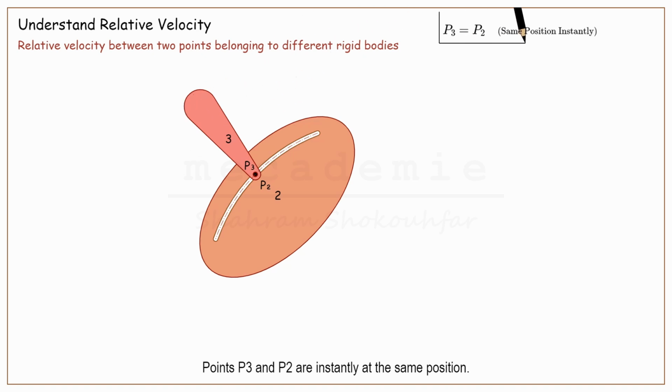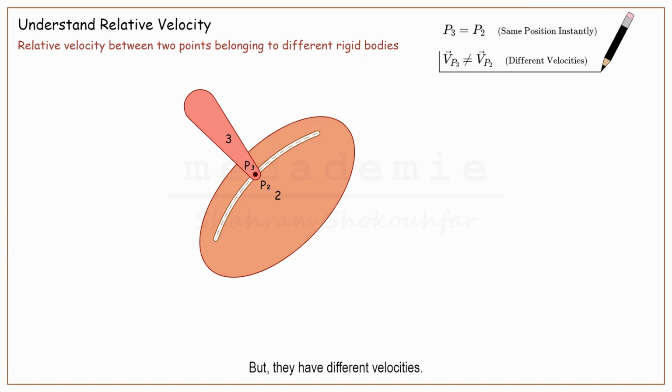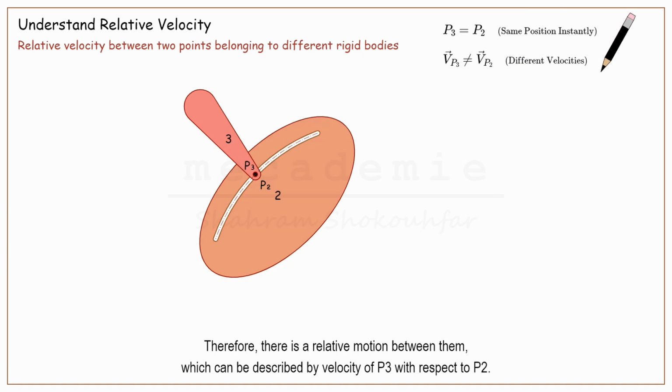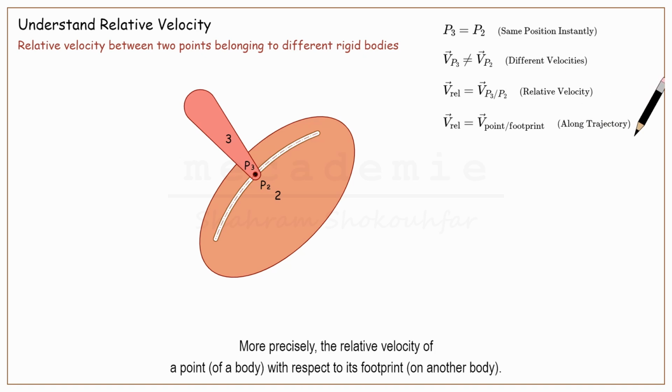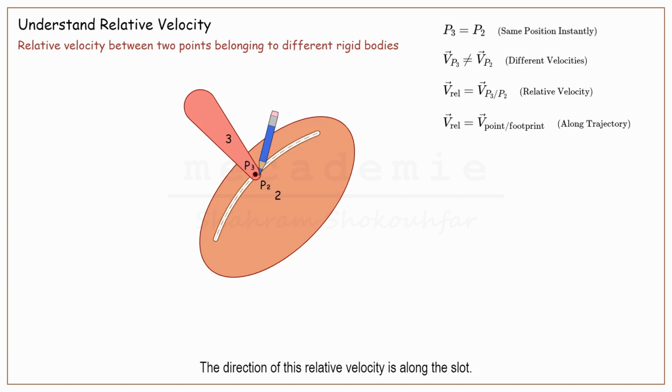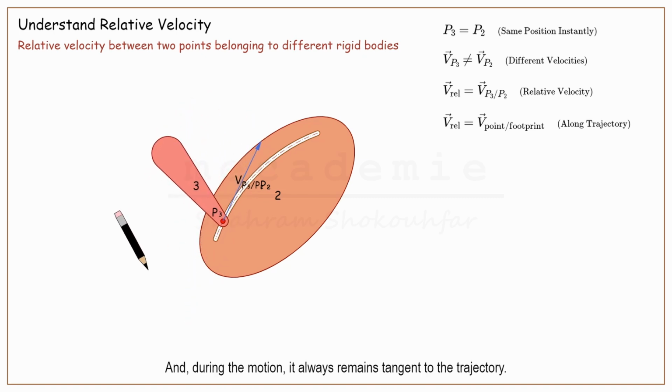Points P3 and P2 are instantly at the same position, but they have different velocities. Therefore, there's a relative motion between them, which can be described by velocity of P3 with respect to P2. This concept is known as the relative velocity of a point with respect to its footprint. More precisely, the relative velocity of a point of a body with respect to its footprint on another body. The direction of this relative velocity is along the slot, and during the motion it always remains tangent to the trajectory.